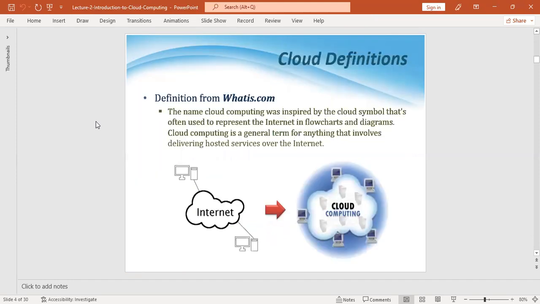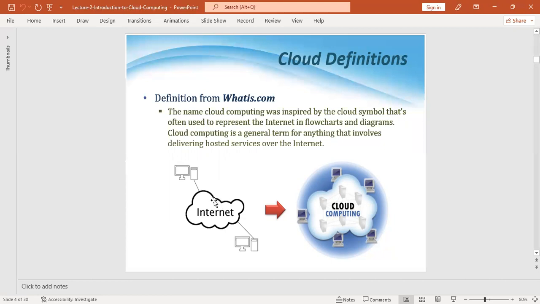If we talk about cloud computing, I've taken this definition from a very well-known and renowned website, whatis.com. Most of the time, whenever someone is configuring topologies of any sort of topological application, or just wants to represent the internet, there is a specific symbol which is being used for this purpose. The symbol looks basically like a cloud.